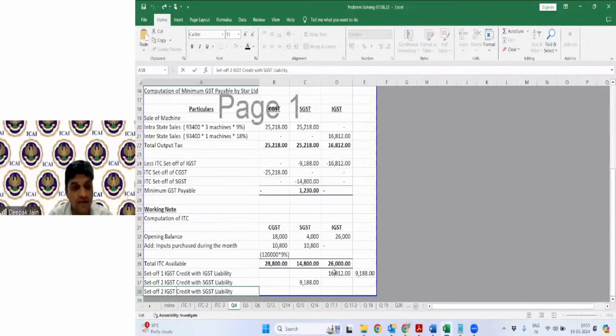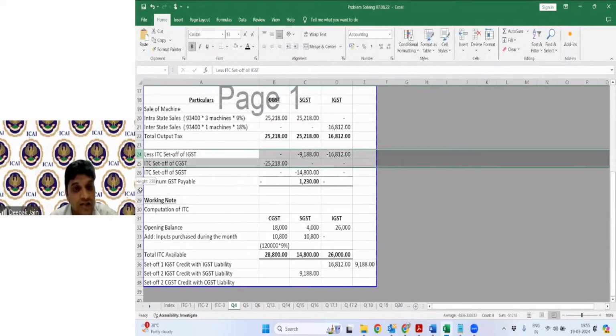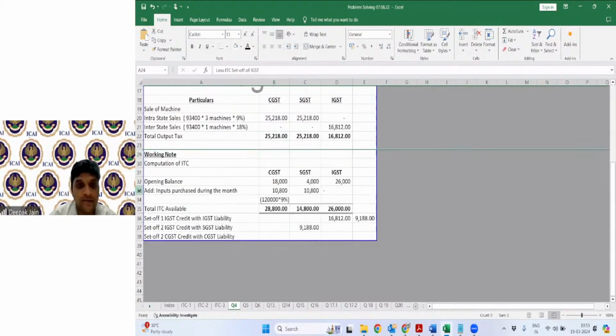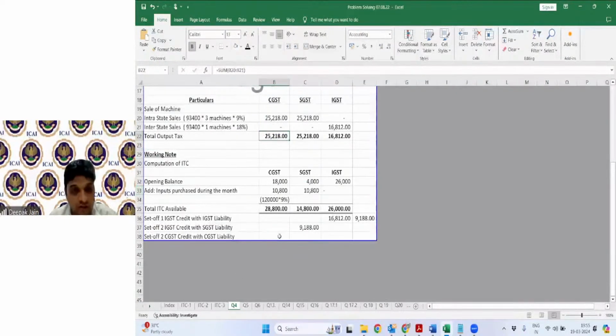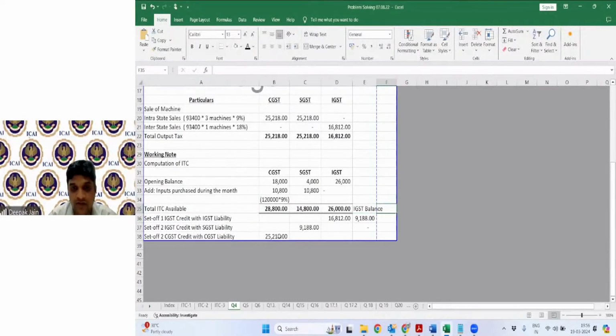Then set off 3 is CGST credit with CGST liability. How much is my credit? 28,800. How much is my liability? इसको निकाल दीजिए थोड़ी देर के लिए. My liability is 25,218. So I will offset only to the extent of 25,280. Right? इसका मतलब क्या हुआ? यहाँ पे IGST का बैलेंस था. Now IGST का बैलेंस यहाँ से 0 हो गया है. ठीक है? I will mention here IGST balance. Here it becomes 0. Then CGST balance.